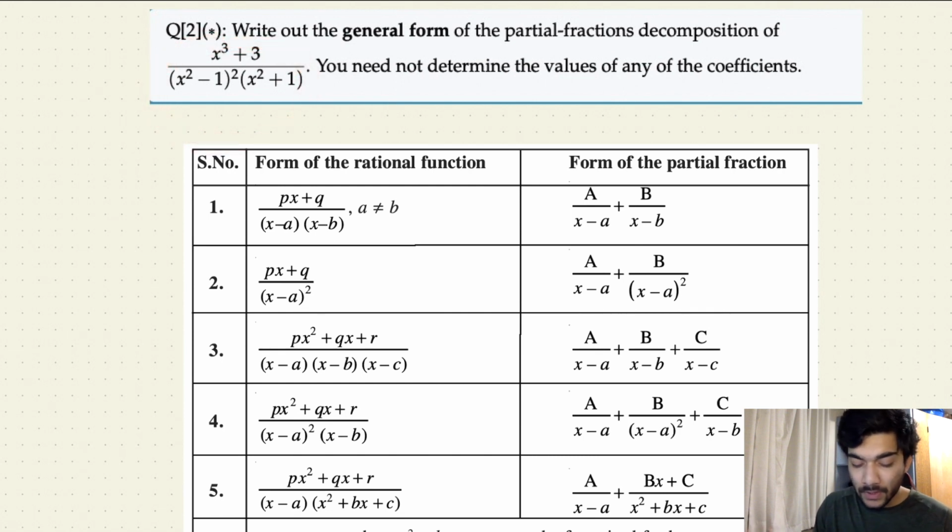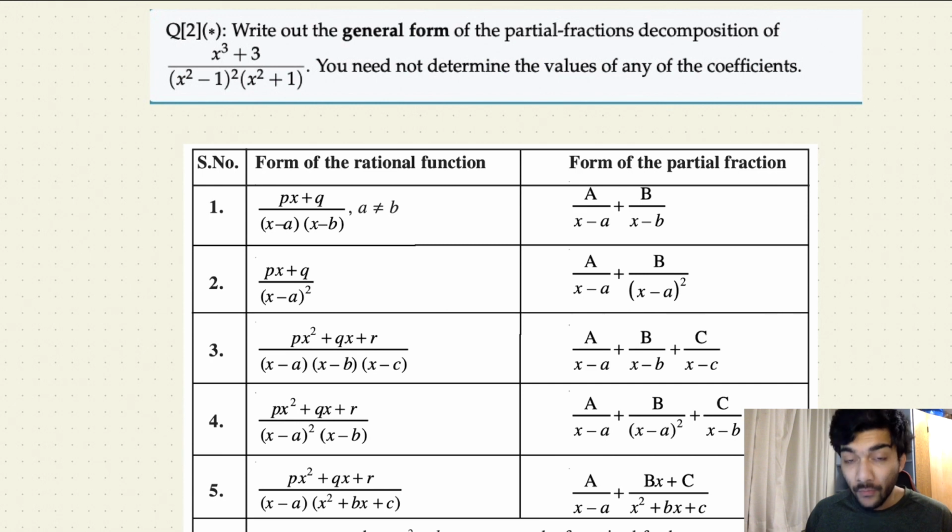But in this question, we just have to simplify this expression into the general form of the partial fractions decomposition. And in this question, it's also not necessary to calculate the coefficients. By coefficients, we mean the values of capital A, capital B, and capital C, whatever constants we'll have on the right hand side.